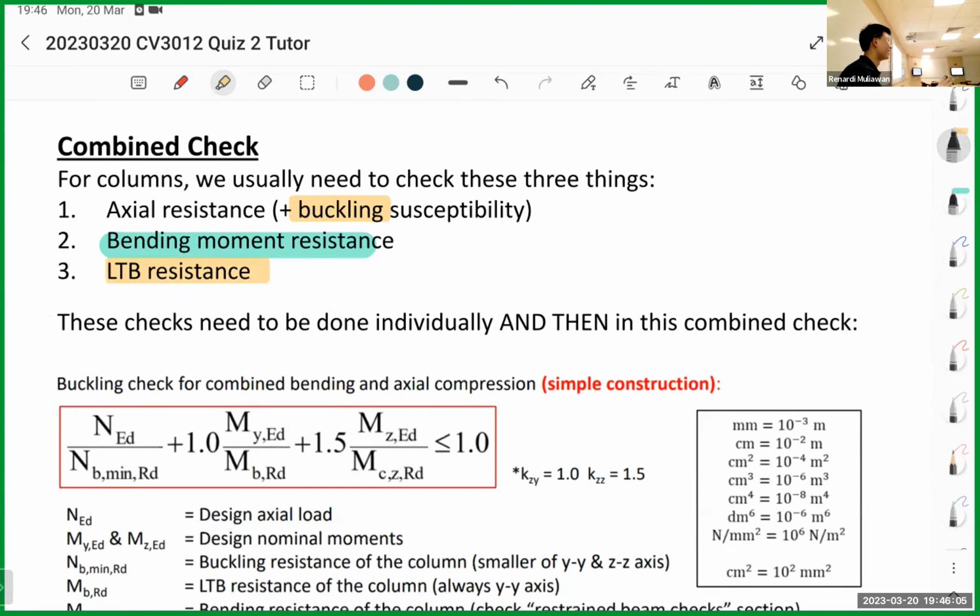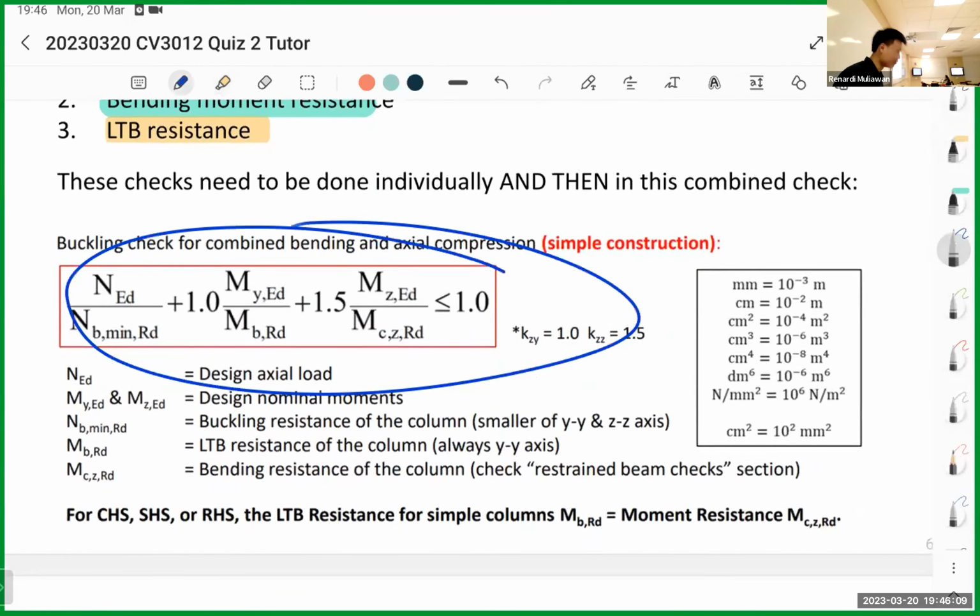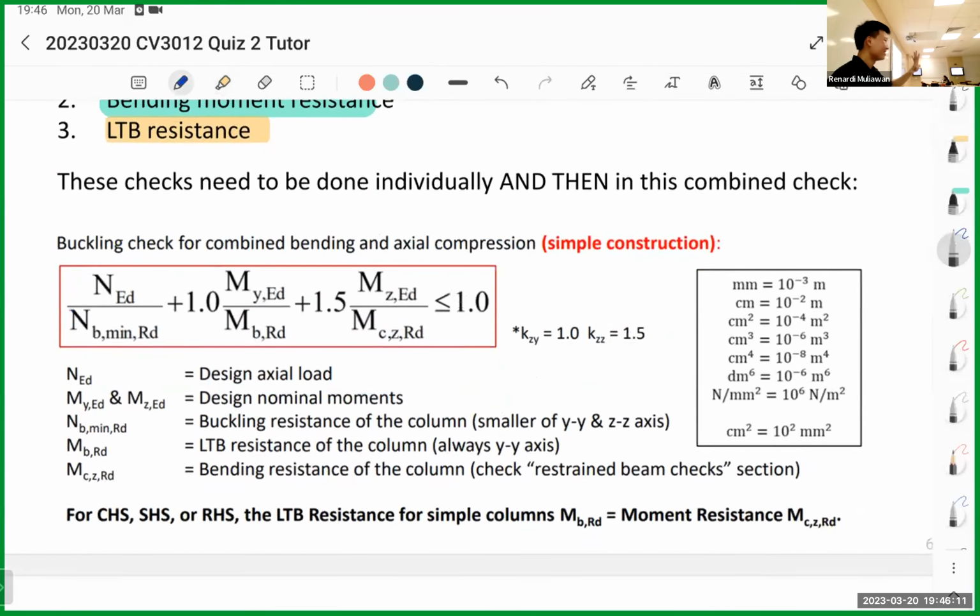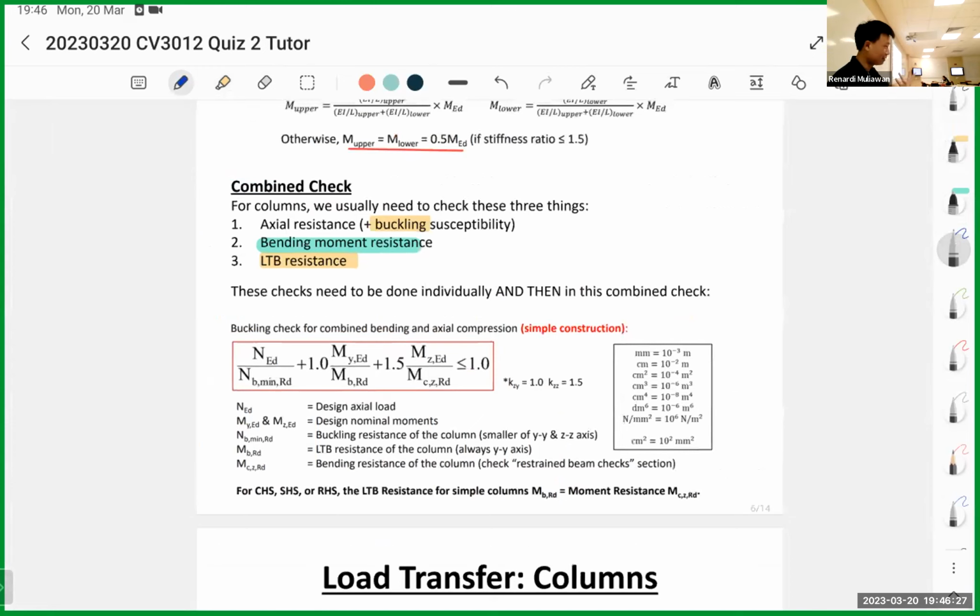Once it's done, you're not done yet. You need to do the combination check. So 4 things: buckling by itself, bending by itself, LTB by itself, and the combined check. If you remember, in beams we have shear, moment, and LTB. Here we have 4: axial, bending moment, LTB, and combined. So that's all the concepts you need to know actually.